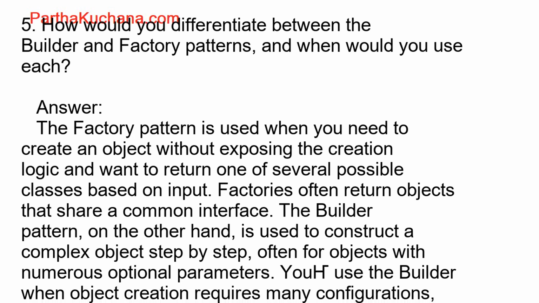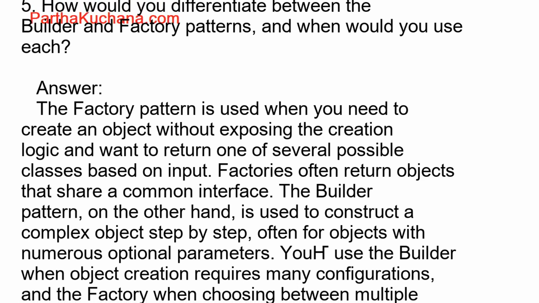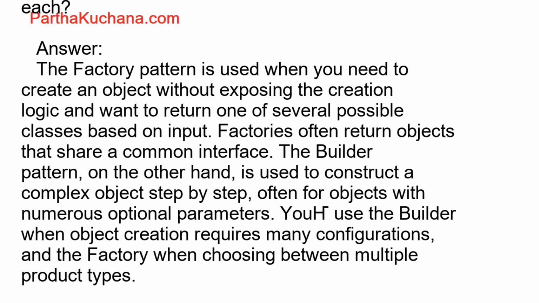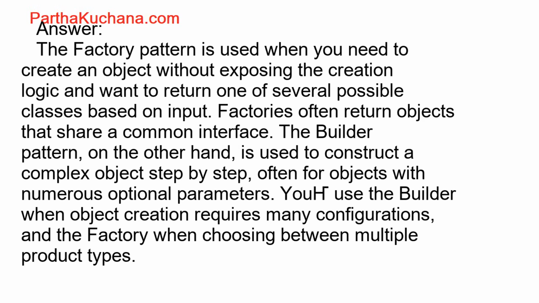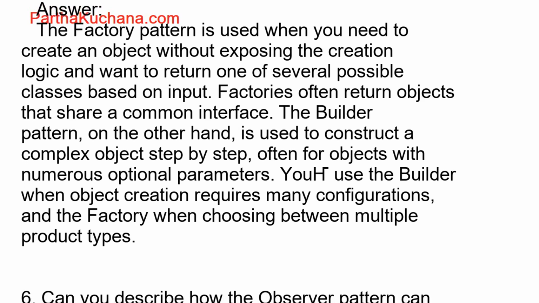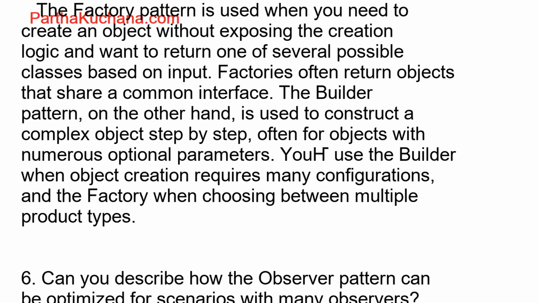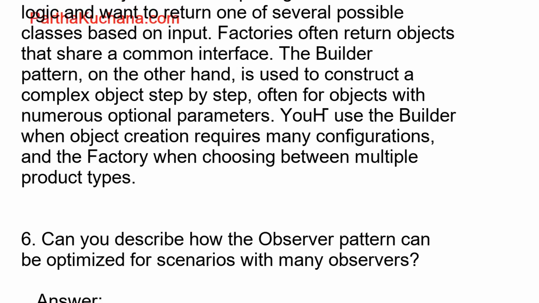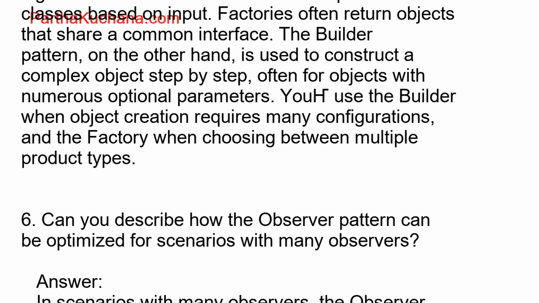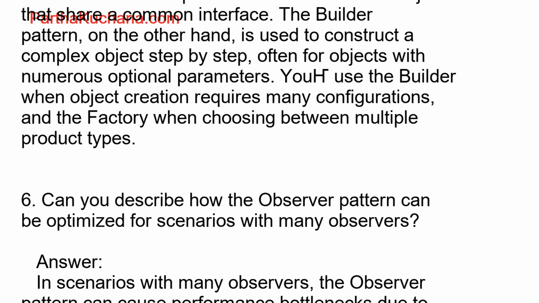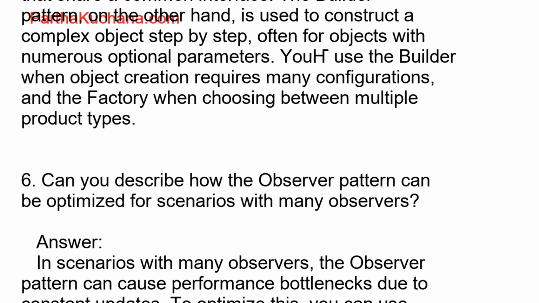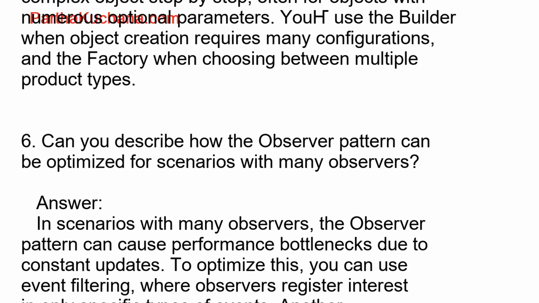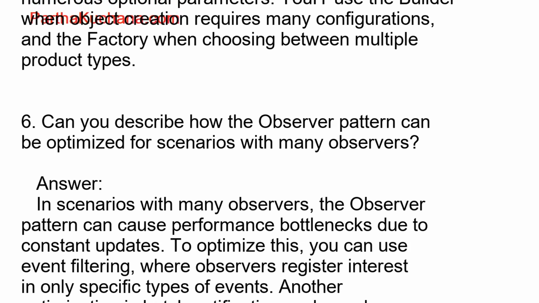Answer. In scenarios with many observers, the observer pattern can cause performance bottlenecks due to constant updates. To optimize this, you can use event filtering, where observers register interest in only specific types of events. Another optimization is batch notifications, where changes are queued and sent in batches rather than individually. Additionally, lazy evaluation can be employed, updating observers only when they actively request information, reducing unnecessary updates.